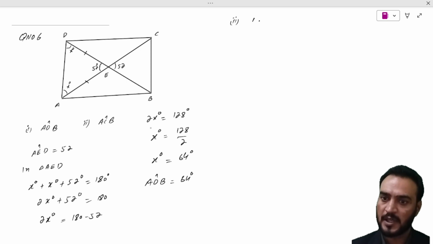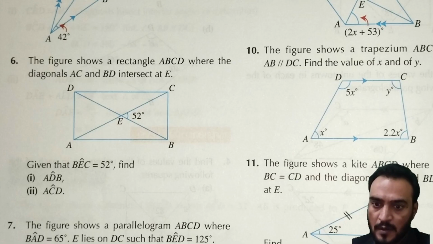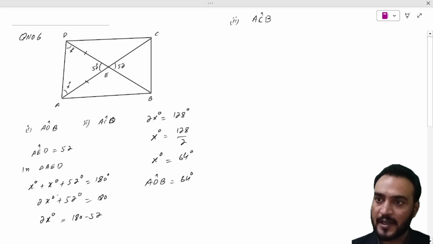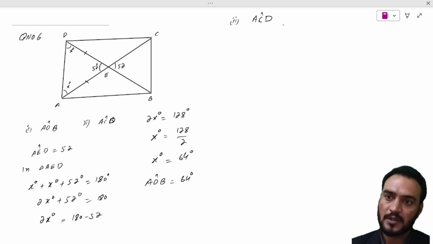Part 2, we need to find angle ACB. Sorry, this is the angle ACD. In the question, ACD is the angle, not ACB. We need to find ACD. Angle ACD. So this is the angle ACD which we have to find.